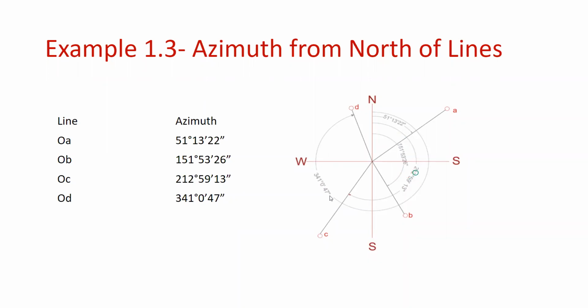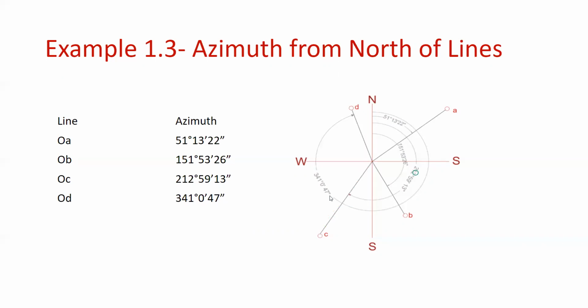And then naman, line OC. So, we have here the line OC. Simula north, papunta sa line OC clockwise. That would be your azimuth. As you can see, meron tayong 212 degree, 59 minutes, 13 seconds. Okay? So, for example, kunin natin yung bearing ng OC natin. So, di ba, simula tayo sa south. So, ito yung bearing niya. So, ma-minus lang natin siya by 180. Makukuha natin yung bearing. Okay?